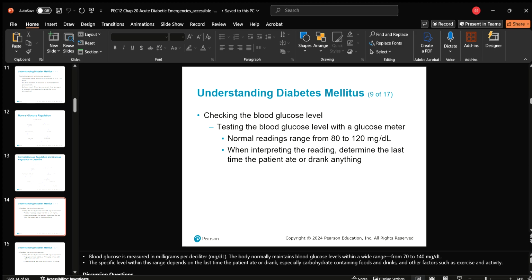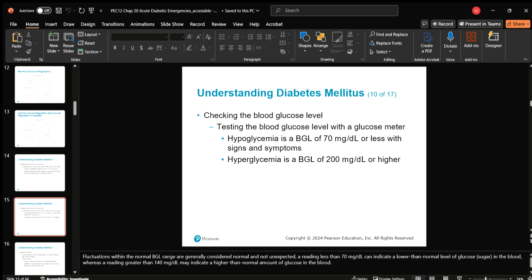When interpreting the reading, determine the last time the patient ate or drank anything. The L in the SAMPLE, last oral intake. Okay, that can play a huge factor in what their glucose reading is. If you arrive on scene and you have a patient that has an altered mental status, and someone that knows the patient is giving them a Mountain Dew and they're drinking it, what might their glucose level be when you test it? It could be high or even just normal when you test it, but they were just having a hypoglycemic or diabetic emergency. All right, so taking into consideration what they last ate or drank and how long ago they ate or drank.